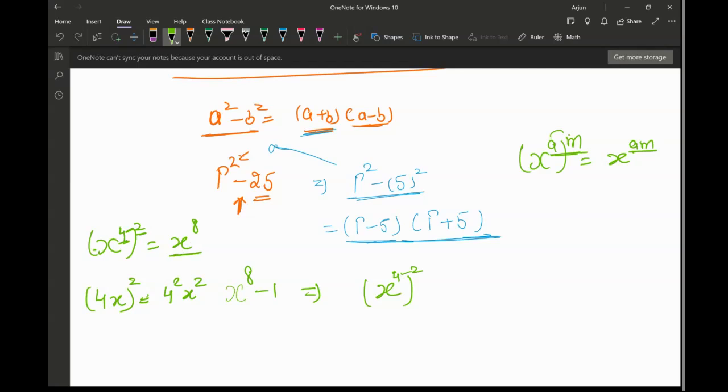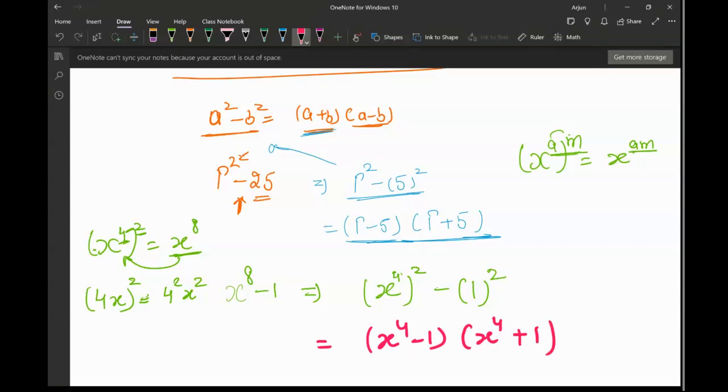Now in this, what I've done is I've given x raised to the power 8 and I've gone backwards. So x raised to the power 4 squared, and now I will convert it into the difference of square. 1 square I can write it here because 1 square is 1. Now a square minus b square, so this will be x raised to the power 4 minus 1, x raised to the power 4 plus 1. That's how I'm gonna write it.